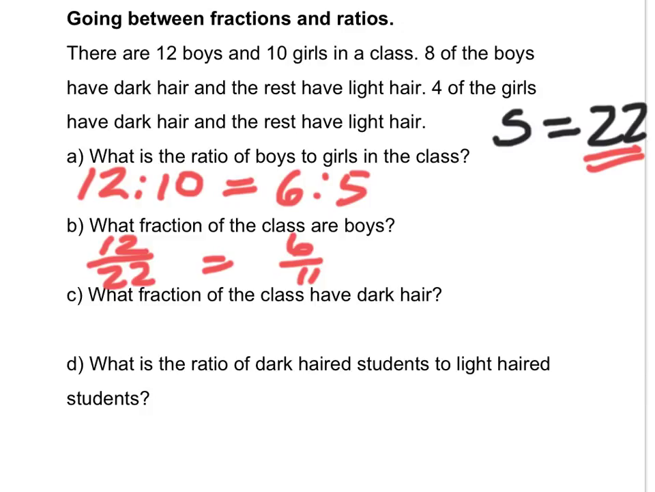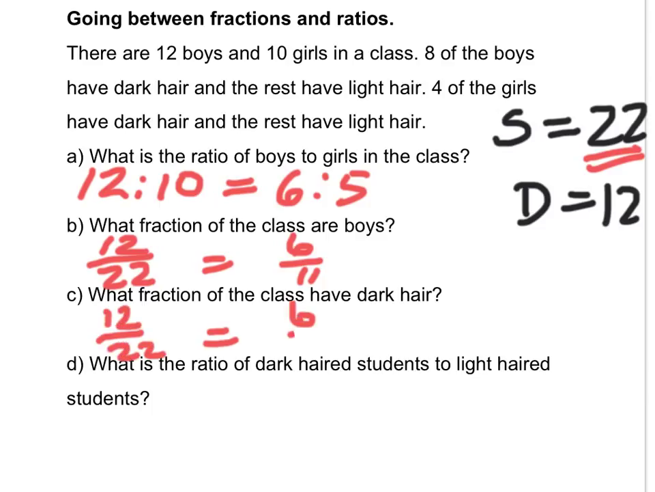What fraction of the class have dark hair? Well, how many dark-haired students do we have? I'll take a note over here. Dark-haired students. Well, 8 of the boys have dark hair, and 4 of the girls have dark hair. So that's 12 students have dark hair. So we're going to have 12 over 22 again, 6 over 11. It's the fraction of dark hair.